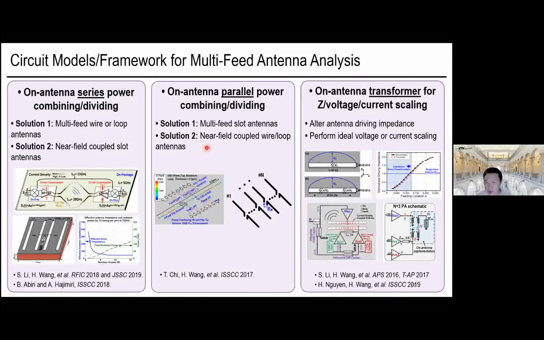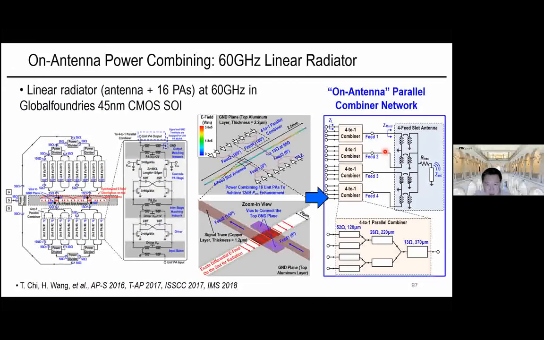power combining, right? Moreover, multi-feed antennas can also behave as on-antenna transformers, and that can change the driving impedance or scale the current and voltage among each feed, just like a transformer. Right. So in summary, besides the radiation, the antenna is now behaving as an N-port non-isolating passive network. So these properties essentially establish the foundations of this antenna-electronics co-design and can help us intuitively explain the coupling among these ports and guide our designs.